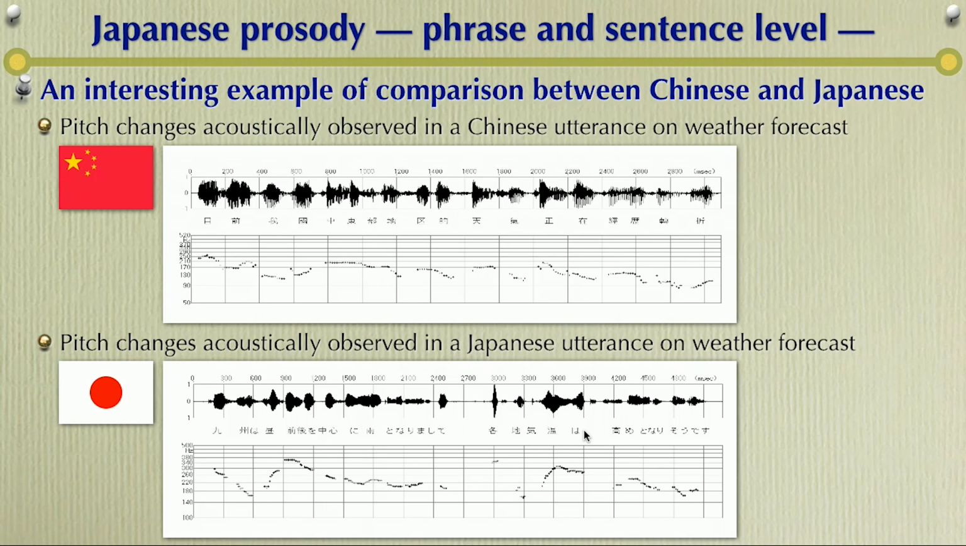But this kind of intonation control is not taught so often to learners.